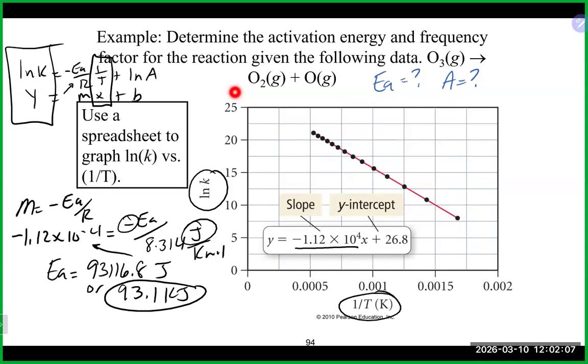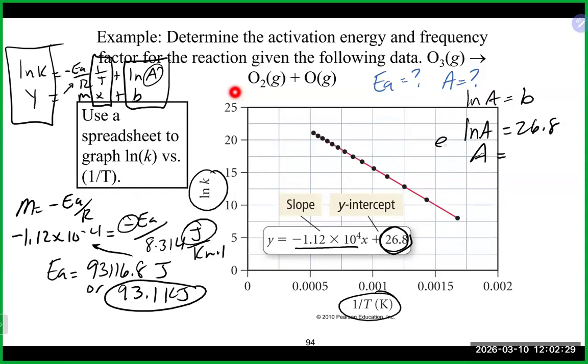In addition, we can solve for the frequency factor, which is A. We can see from our equation that the natural log of A is equal to our B value here. So right there is our B value from our equation. The natural log of A is equal to 26.8. To get rid of the natural log, you're going to do e to both sides.